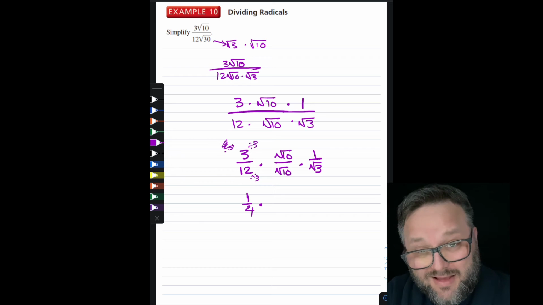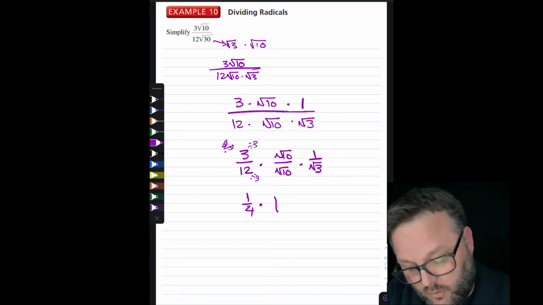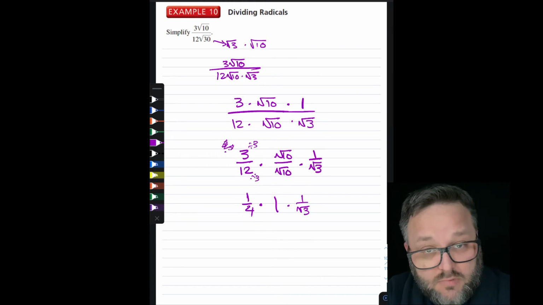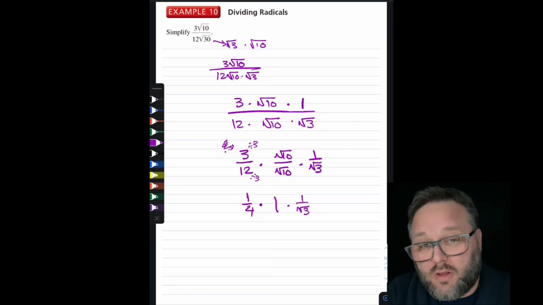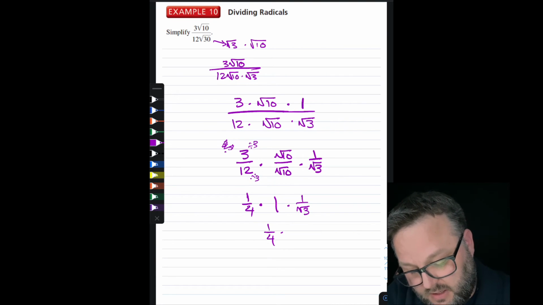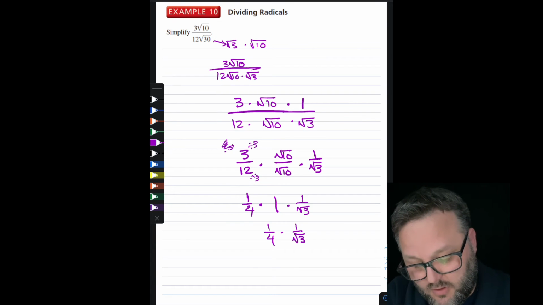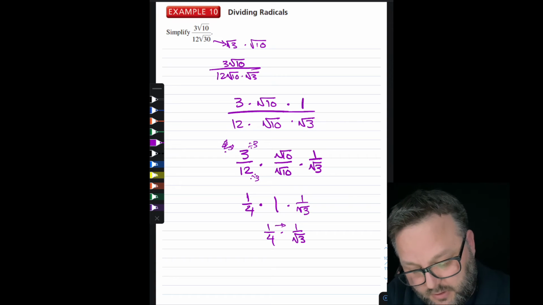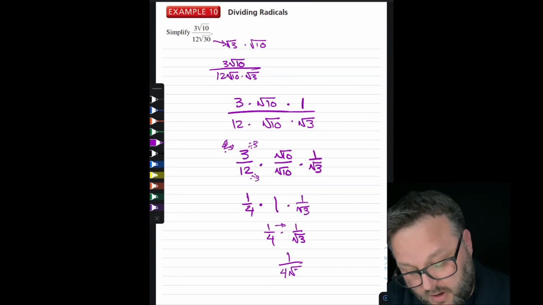Now here, anything divided by itself is 1. And here, there's nothing else to simplify or change. Okay, so 1/4 times 1. Well, anything times 1 is just itself, times 1 over radical 3. And how you multiply fractions is straight across, so 1 times 1 is 1. 4 times radical 3 is 4 radical 3. And I have my answer.